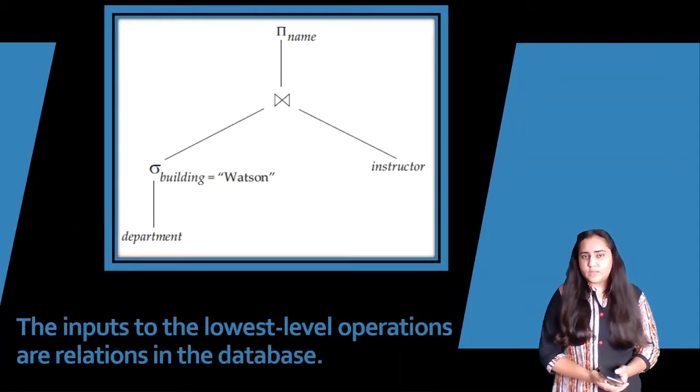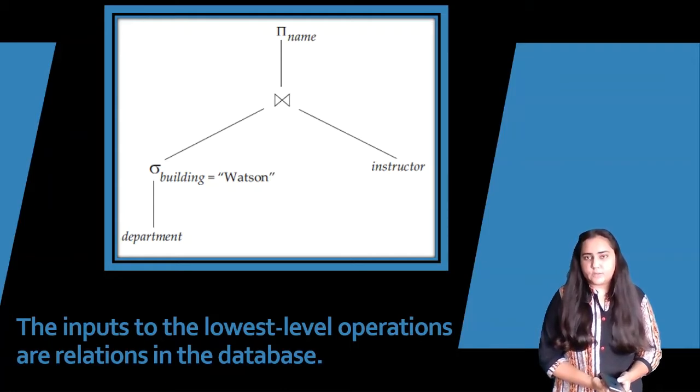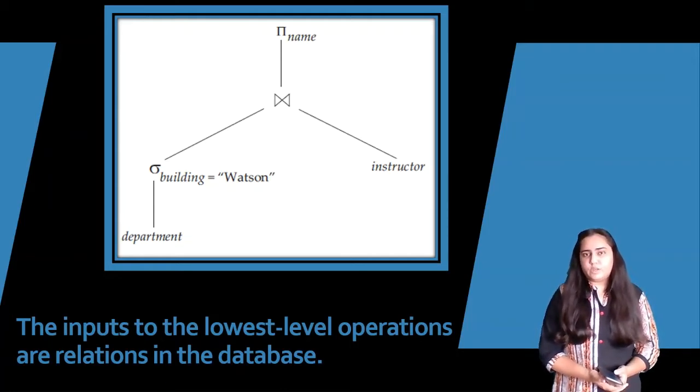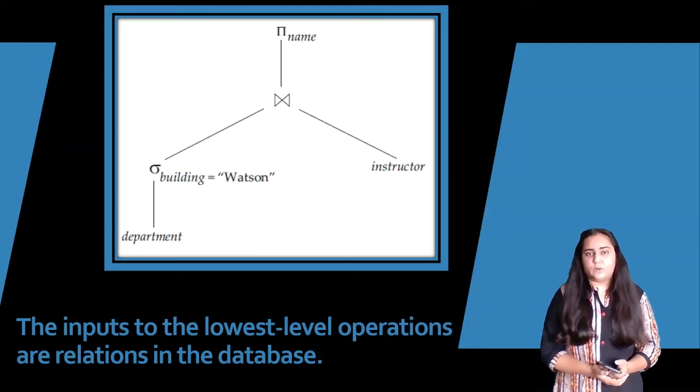The inputs to the lowest level operations are relations in the database. So definitely when we begin from the bottommost level, we would be working with tables that are actually present in the database. That is not true once we move upwards. Then we might be working with the results of operations performed on those tables. But for now, we are working with actual tables that are present in the database. As you can see, department is an actual table that's present in your database.